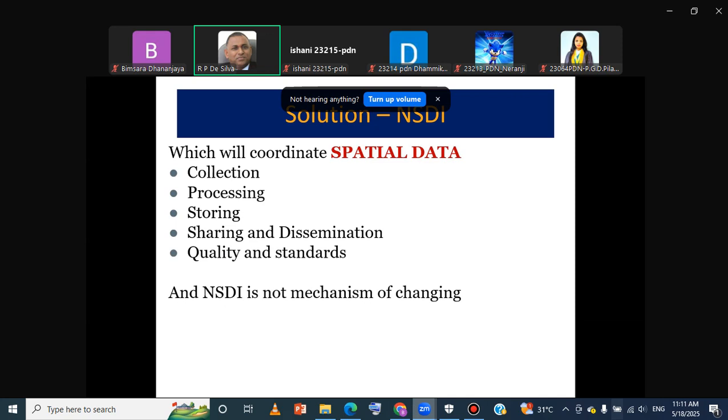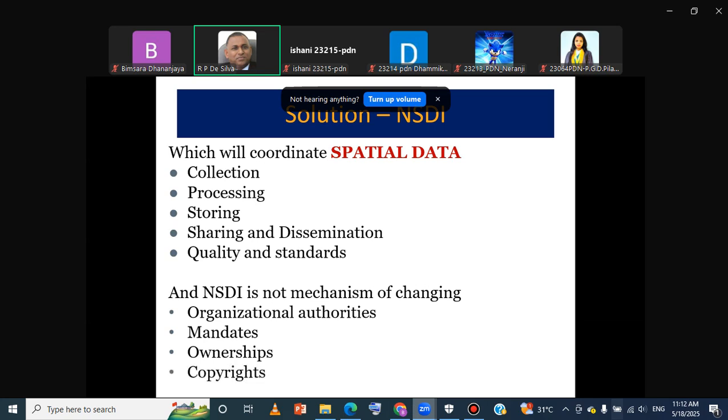So this NSDI will coordinate spatial data collection, processing, storage, sharing, and dissemination, and the quality and standards of spatial data. NSDI is not a mechanism of changing the organizational authorities. Who has the authority, who has the mandate, that will not change. Will not change the mandates, will not change the ownerships, will not change the authorities, will not change the copyrights, but allows us to work together to benefit everybody.